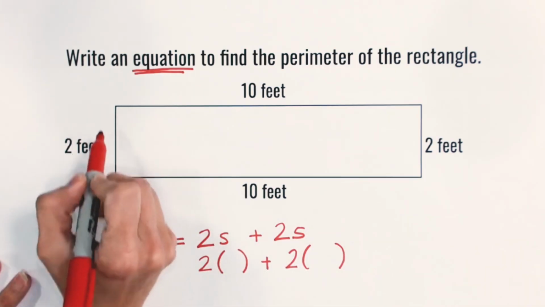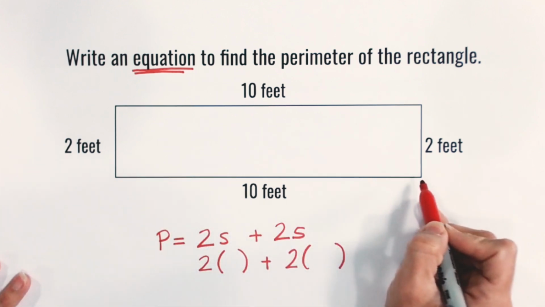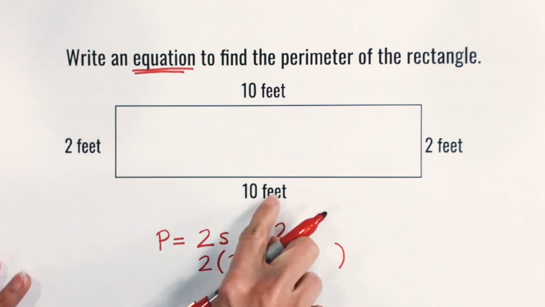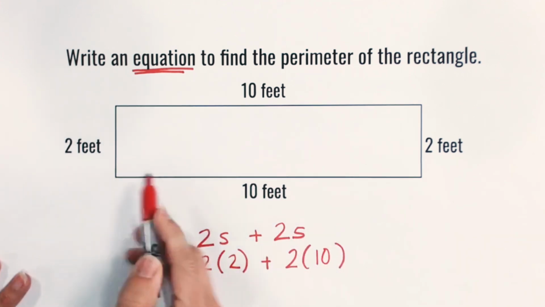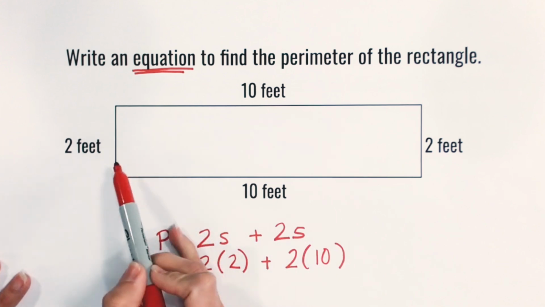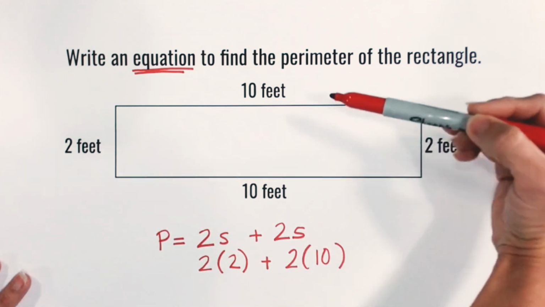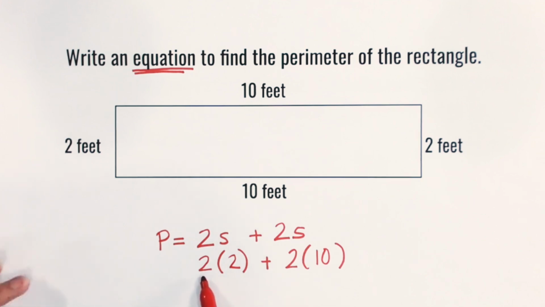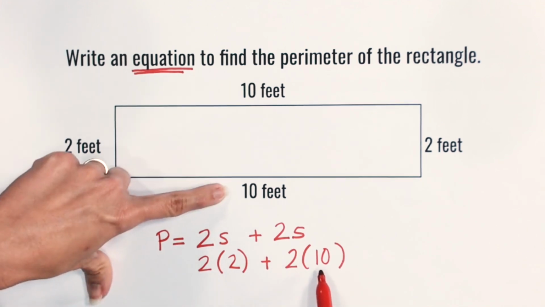Since we have 2 feet on this side and 10 feet on this side, we're going to enter those numbers into our formula. So we have 2 times 2 and 2 times 10. Now we know that it's going to be the same number on both sides because we understand that with a rectangle, the opposite sides are the same. So that's why we have 2 times one of the sides and 2 times the other.